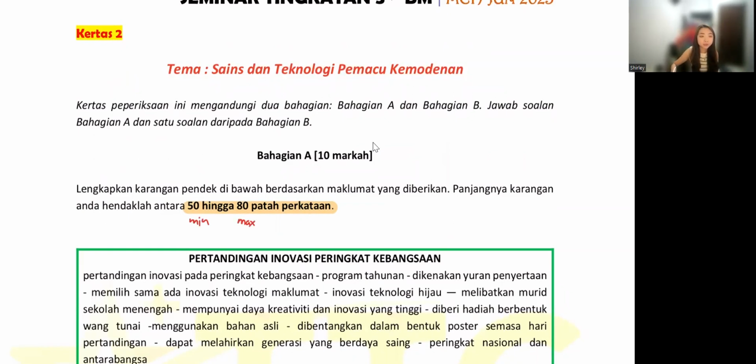How many paragraphs do you need to write for your bahagian A? This one you need to write about 1, 3, or 5 paragraphs also can. Okay?